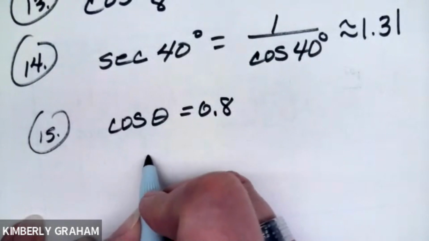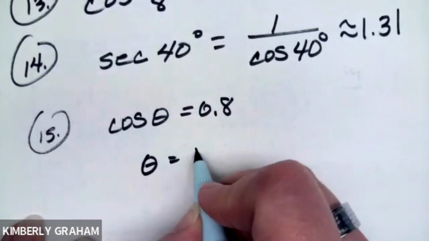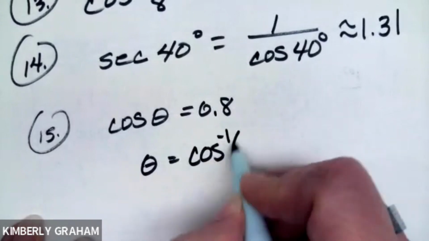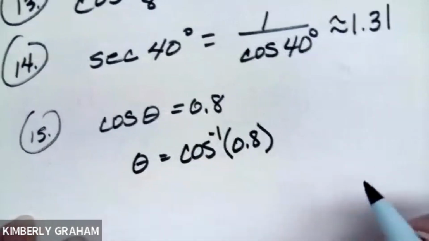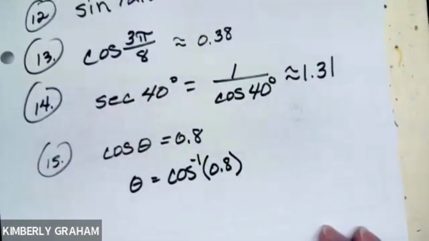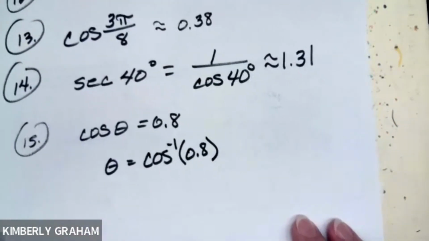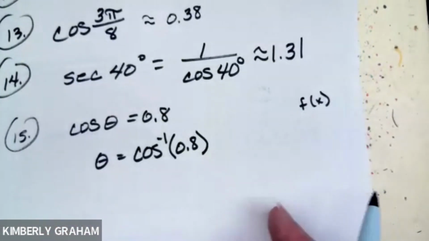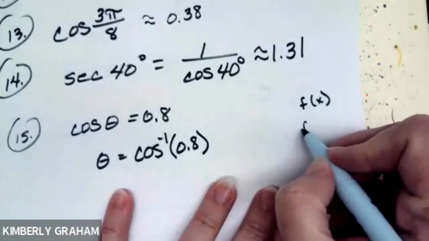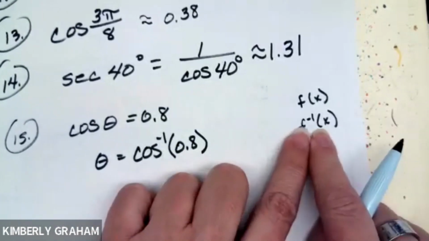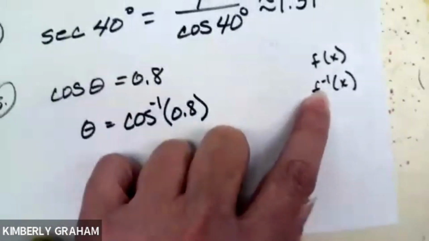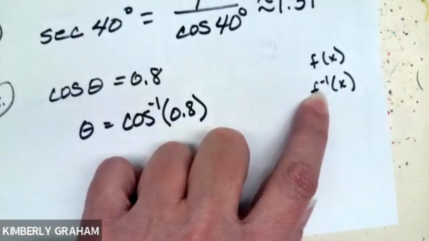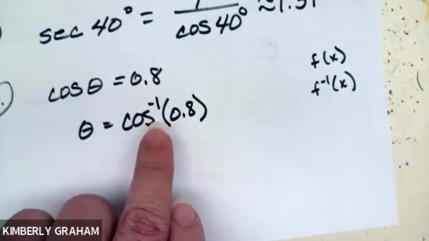So my theta is going to equal the inverse cosine of 0.8. If you remember from college algebra, when we started talking about logarithms, we actually started talking about inverse functions. If I have a function f of x that I'm given, I can switch the x's and y's around and come up with the inverse of that function. And the notation that we had looks like this. This is not an exponent of -1. These are inverses. And that's what this means.